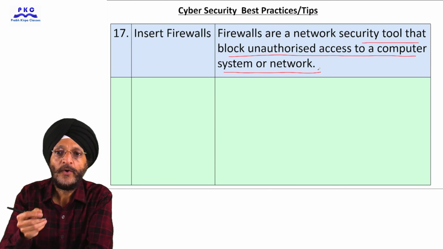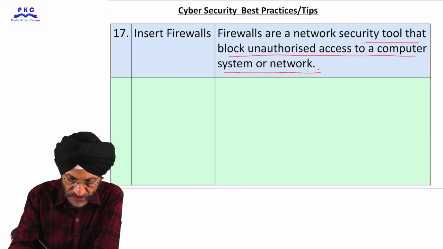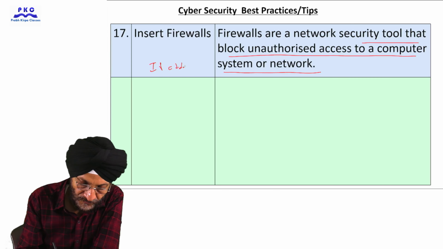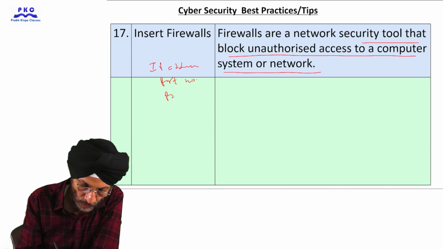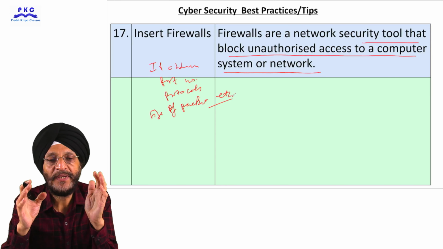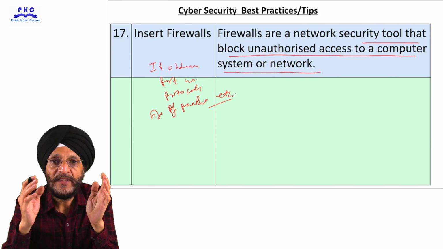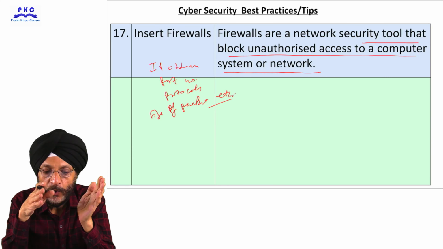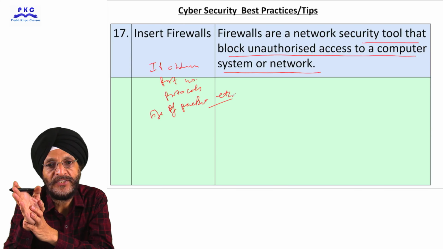These predefined security rules for firewalls may be related to IP address, port number, protocols, size of packet, etc. So, on the basis of these rules, the firewall decides whether to allow the packet to go through to its destination.